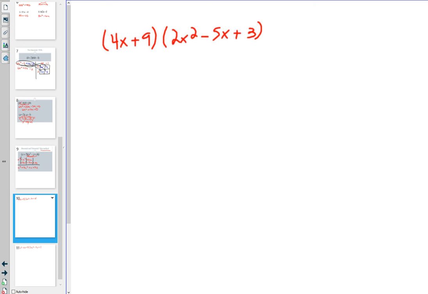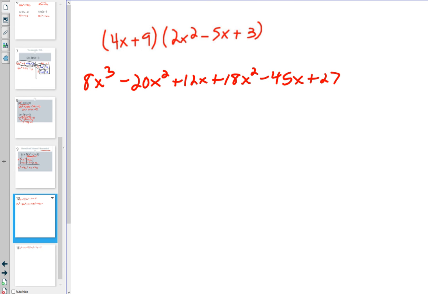All right, so how many terms should we end up with when we remove the parentheses? 6. So whether you use the box method... Oh, wait, I said I was going to use the box method, didn't I? And I never did it. All right, I'll do it on this one, then. Well, the 6 terms should be 8x to the third minus 20x squared plus 12x plus 18x squared minus 45x plus 27. That's what you should have on your paper.